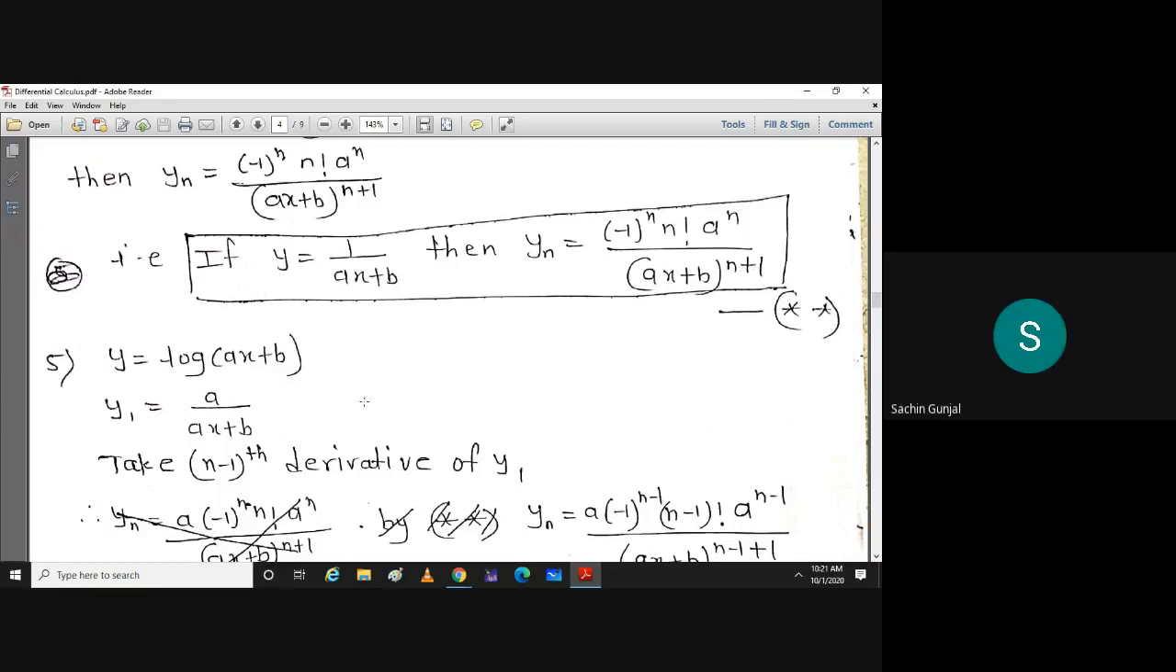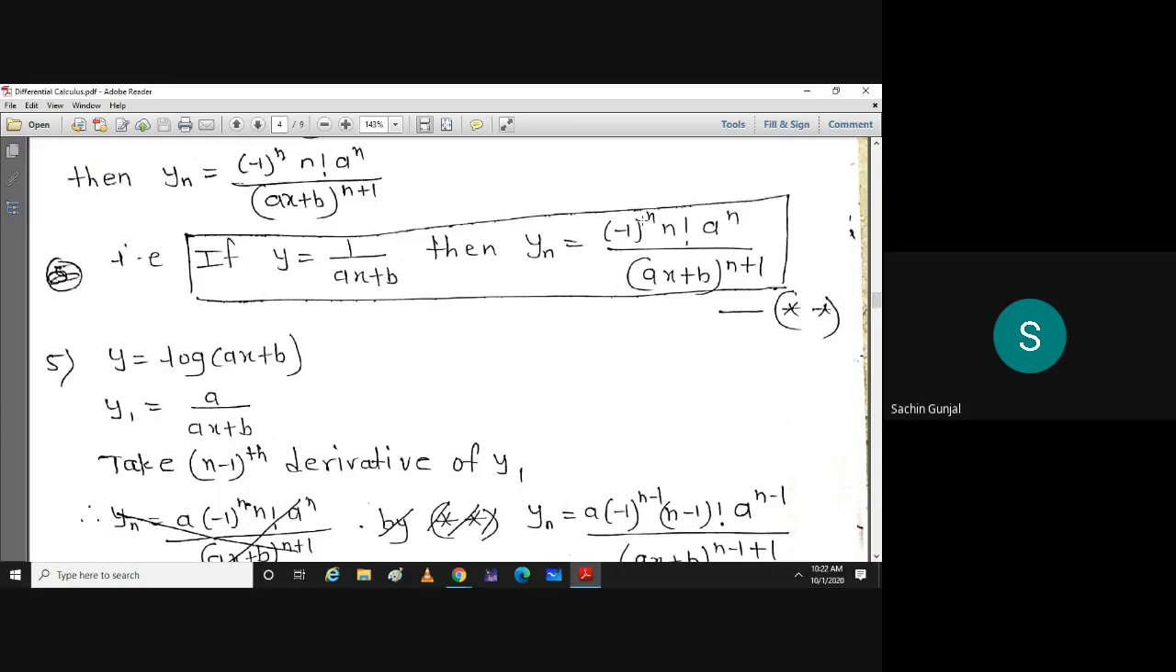I repeat. See, y1 is a upon ax plus b. So we are going to take the n minus 1 derivative of this y1. So a is constant, you can take it out. So you can see that a is here. What is the n minus 1 derivative of 1 upon ax plus b? So here it is the nth derivative of 1 upon ax plus b. We want its n minus 1 derivative.